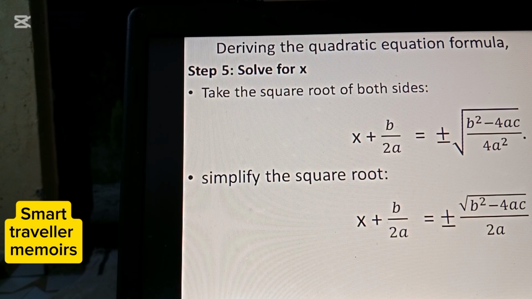So step 5, solve for x. We take the square root of both sides. x plus b over 2a is equal to plus or minus the square root of b squared minus 4ac over 4a squared. Simplify the square root, you get x plus b over 2a equals plus or minus the square root of b squared minus 4ac over 2a.